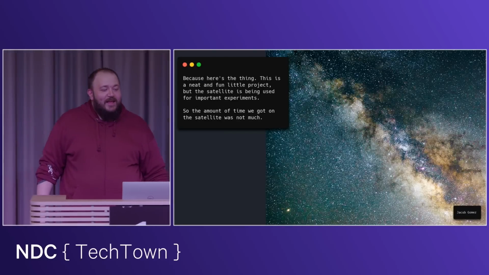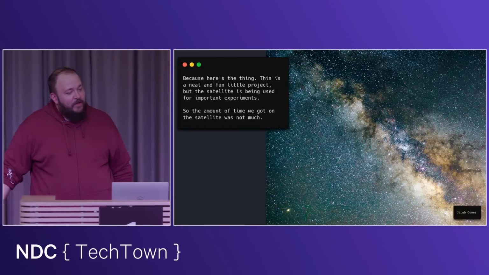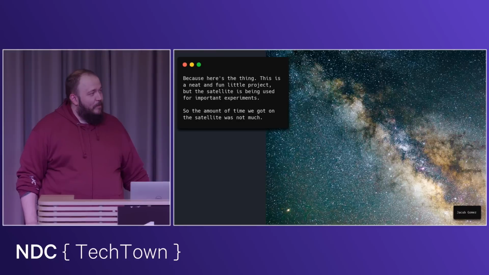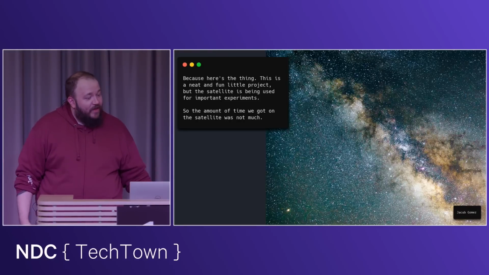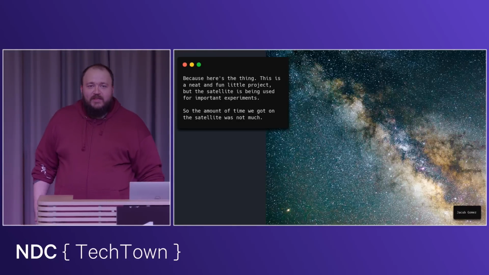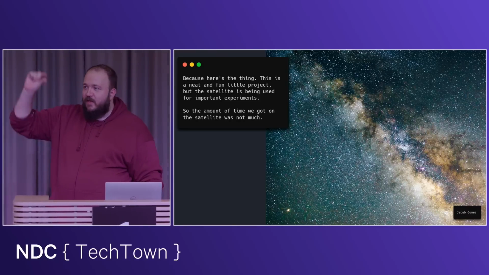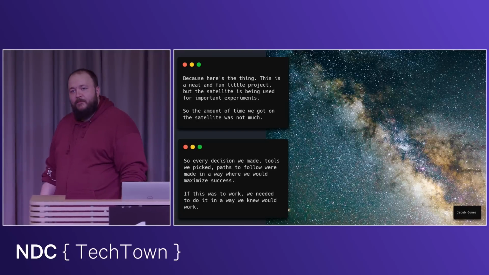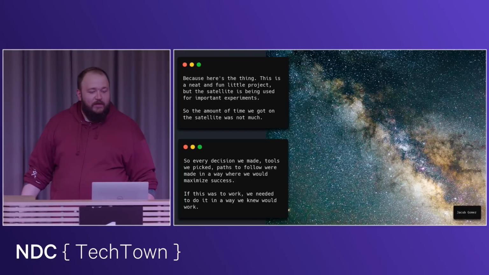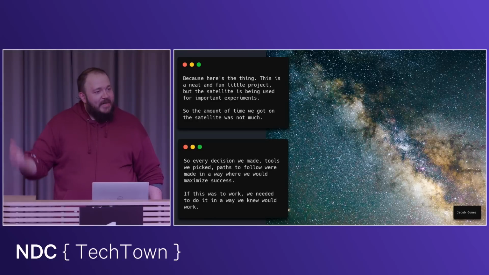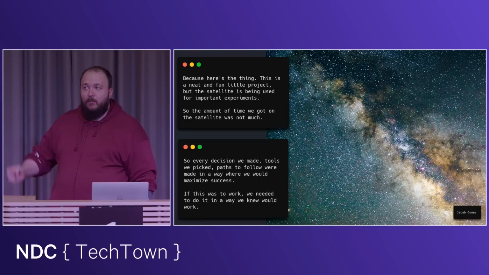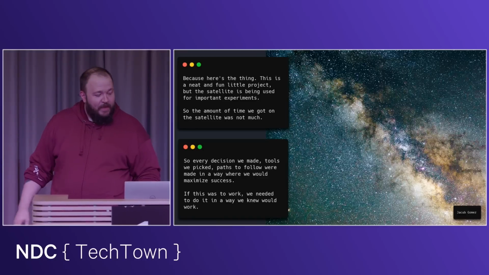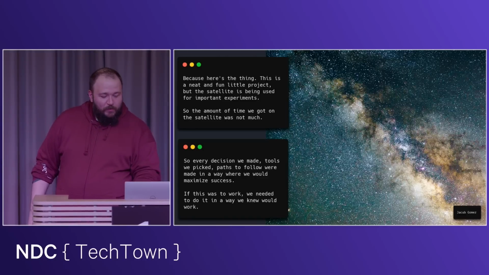Because here's the thing. This is neat. This is a cool, fun little project. But the satellite is actively being used for important experiments. So a cool Doom thing, the amount of time we got on the satellite was probably the size of Doom, not very big. So every decision we made, any tech decision, had to be: can I maximize my success? What can I write that will basically guarantee that this will run? So this was basically our modus operandi.